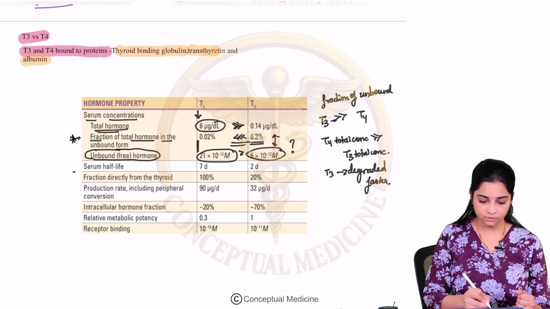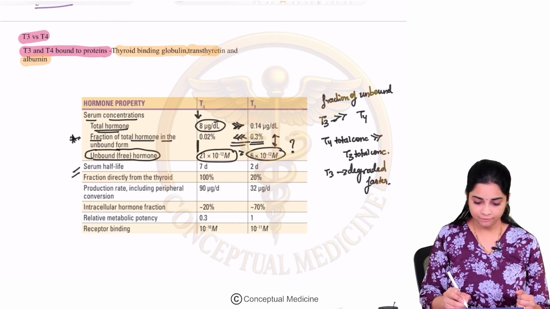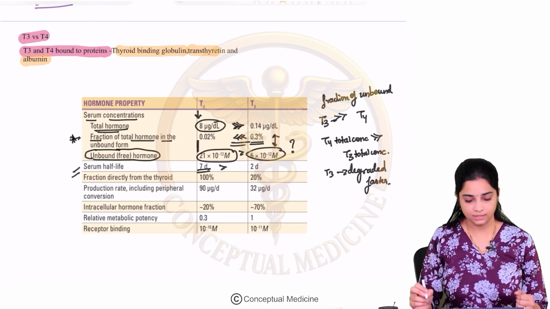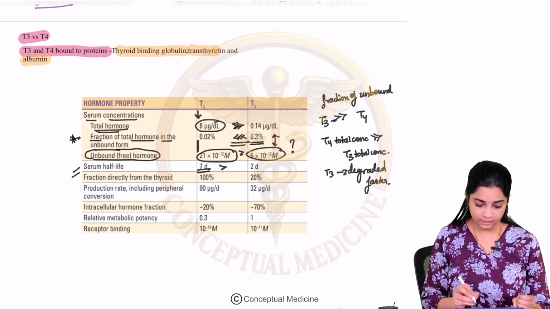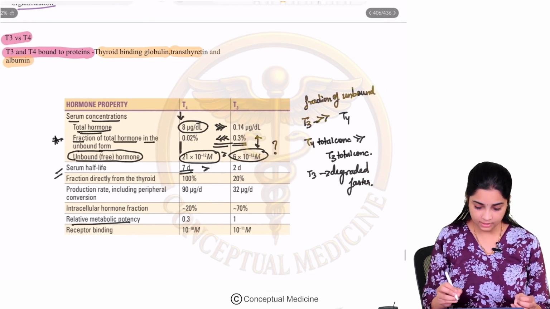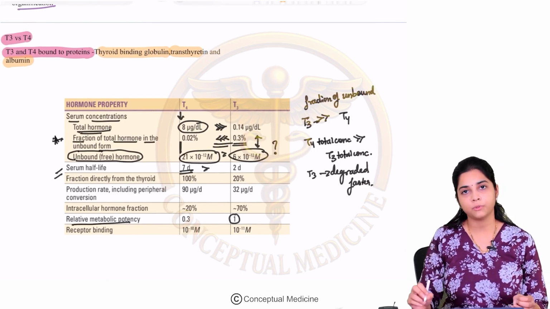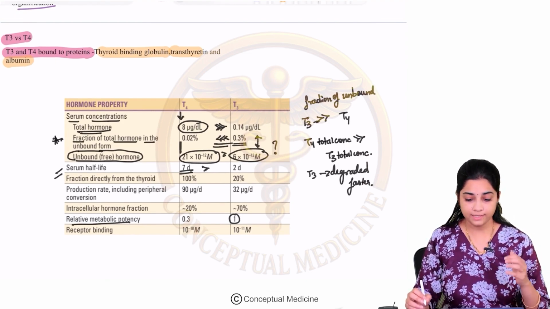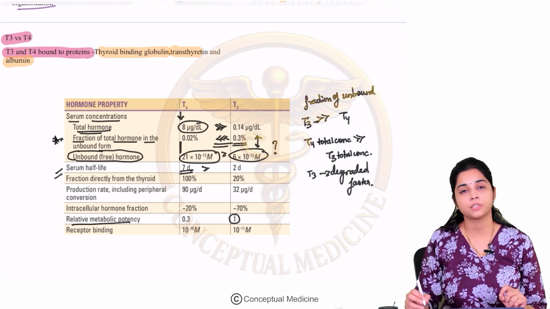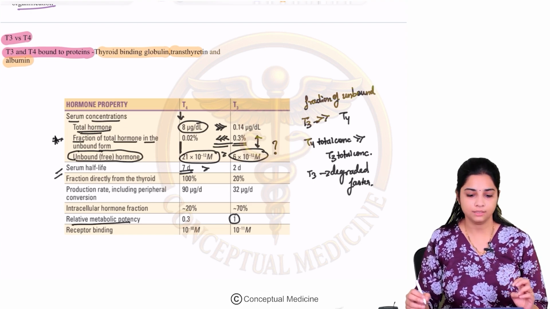Okay. Then look at the serum half-life. The half-life of T4 is greater than T3. Then we look at the relative metabolic potency. T3 is much more potent than T4. These are the most important differences which you have to remember between T4 and T3.